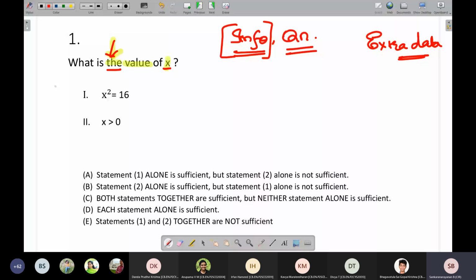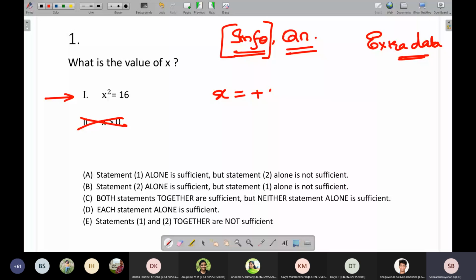You take statement number 1 alone. Don't look at statement 2. What does statement 1 alone read? It reads x square is equal to 16. Now quickly unmute and tell me, from this, what are the possible values for x that you can get? X square is equal to 16 means, yeah, plus or minus 4. Yes, it could be plus 4 or it could be minus 4.